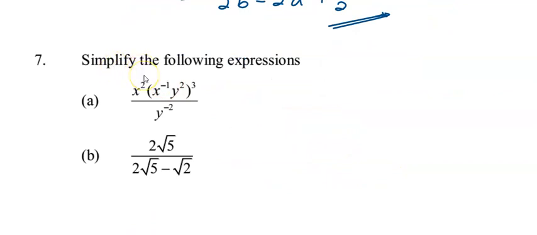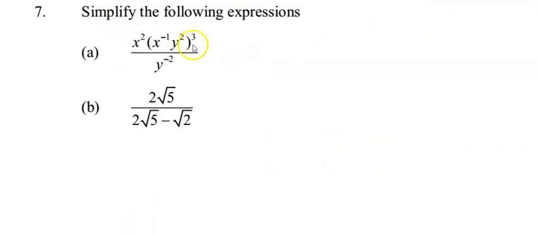Next example, I need to simplify the following expression. So this is a simple one. Let's look at part a. Simplify this. Check for the like terms. Alright, not like terms, sorry, the index numbers with the same base.